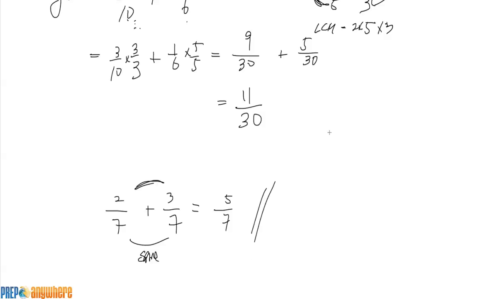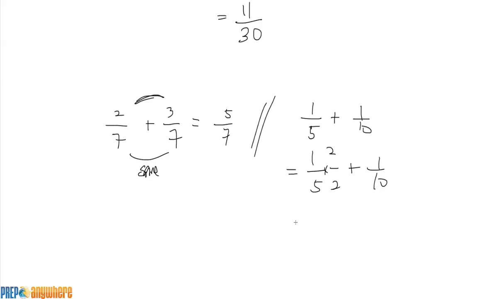However, if it's different, like the example we just did, let's say 1 over 5 plus 1 over 10, you have to make the base the same, and the key is the LCM, the lowest common multiple between 5 and 10. In this case, the lowest common multiple is 10 because 10 is a multiple of 5. So you don't have to do anything to the 10, but the 5 you have to multiply top and bottom by 2. And what we get is 2 over 10 plus 1 over 10, so we get 3 over 10.